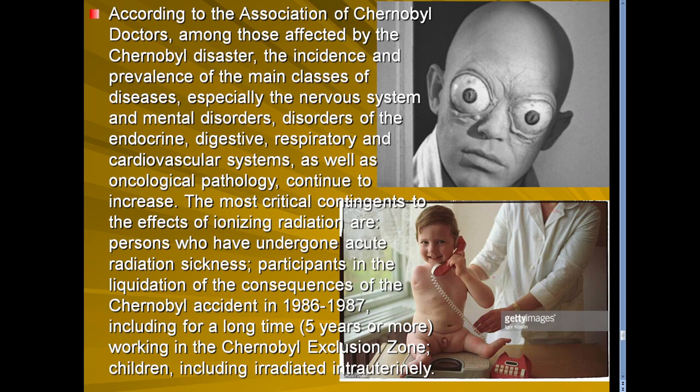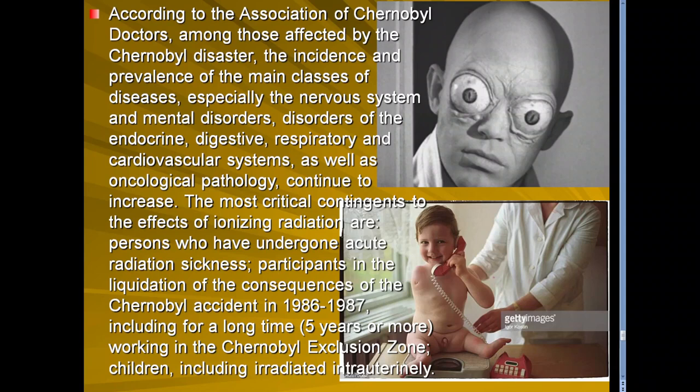According to the Association of Chernobyl Doctors, among those affected by the Chernobyl disaster, the incidence and prevalence of the main classes of diseases, especially the nervous system and mental disorders, disorders of the endocrine, digestive, respiratory, and cardiovascular systems, as well as oncological pathology, continue to increase.